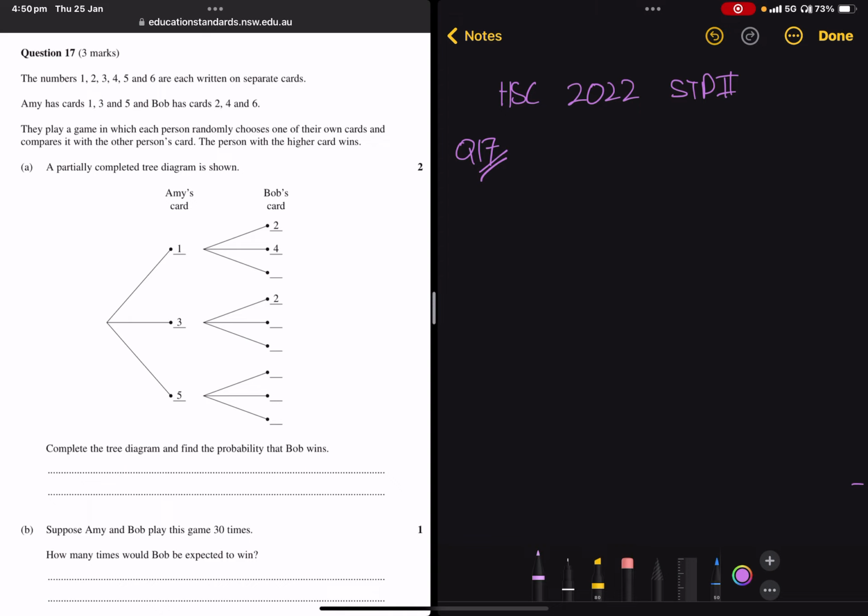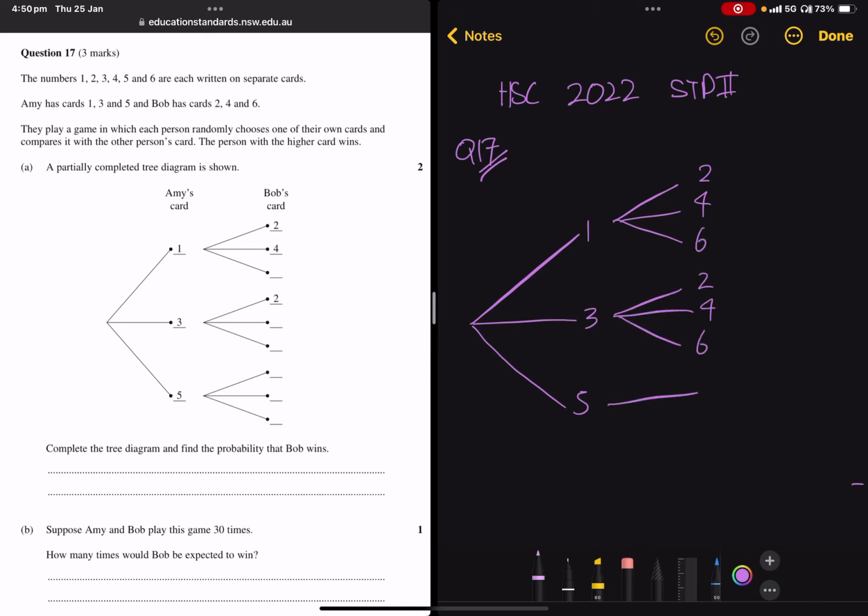Okay, so we'll draw a tree diagram. We have Amy either draws 1, 3 or 5. And then each time Amy draws a card, Bob either draws 2, 4 or 6. So here we have Bob has 2, 4, 6. Again, Bob has 2, 4, 6. And then again, Bob has 2, 4, 6. So this is the completed tree diagram.